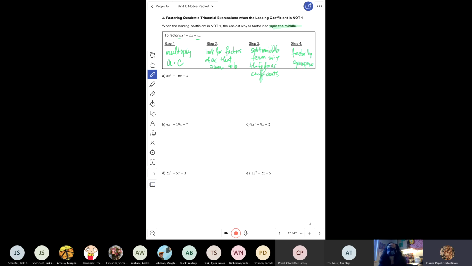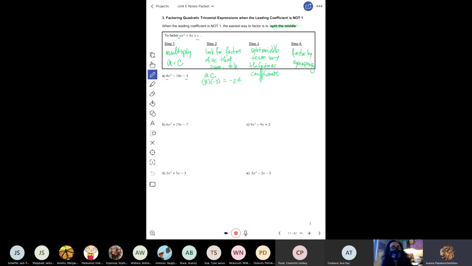Okay, so we have the steps. Let's actually work some examples using these steps. So the first step was to multiply A times C. So A times C, 8 times negative 3 is negative 24.